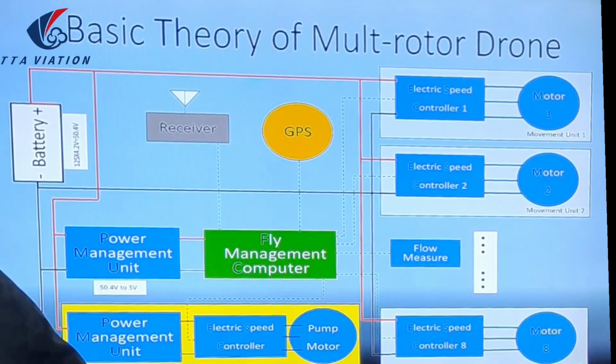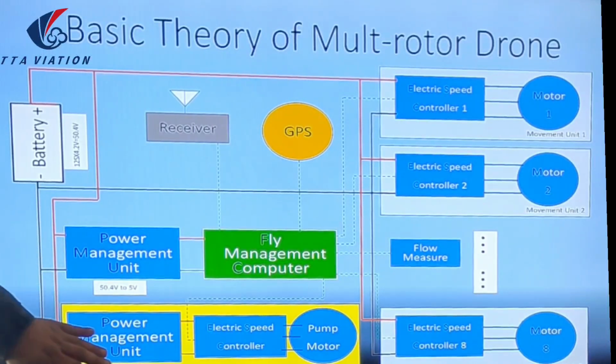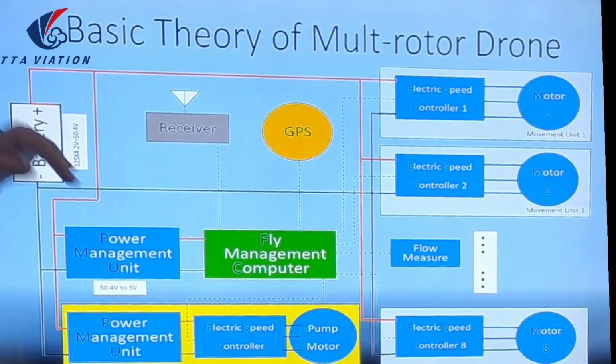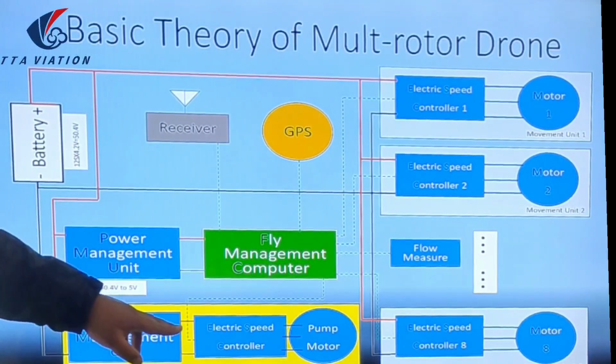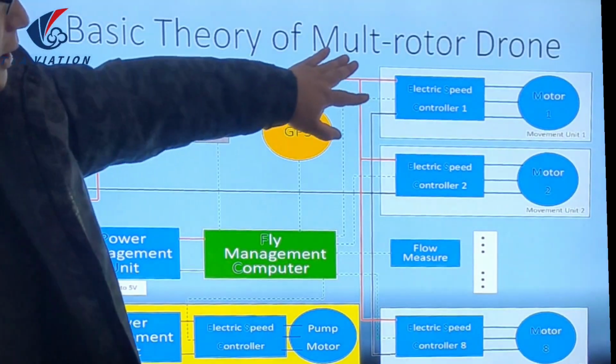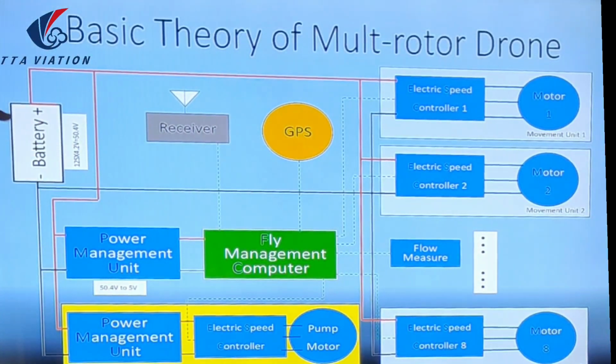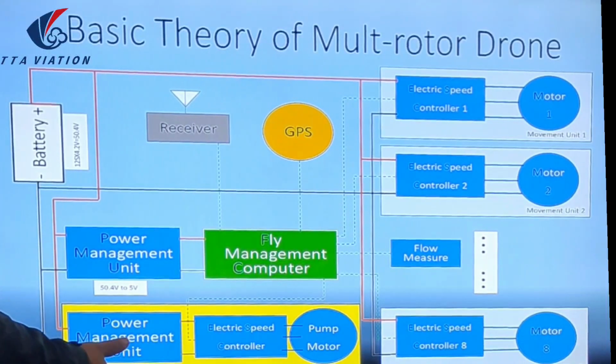If we have other devices on the drone, we will add more PMUs, or those devices can directly use the battery voltage, like this unit. We can directly link the device to the battery. Okay, that is the device part.